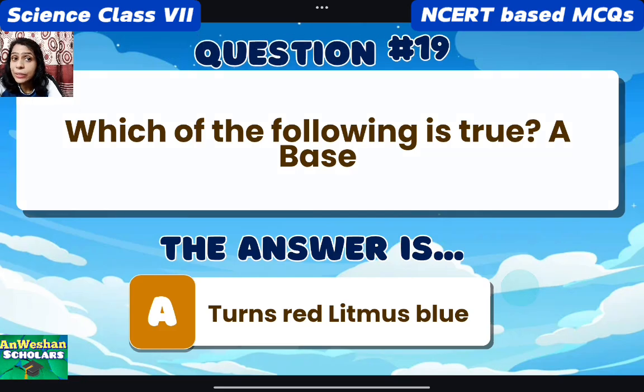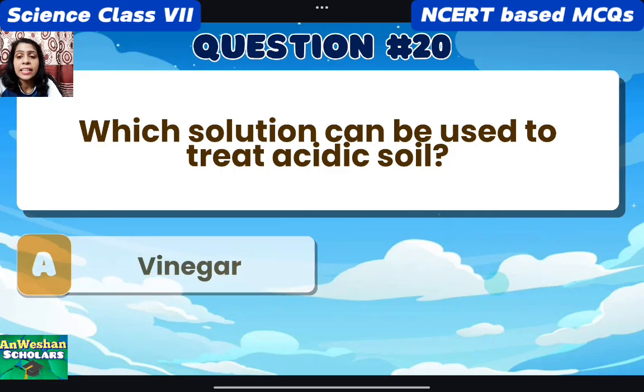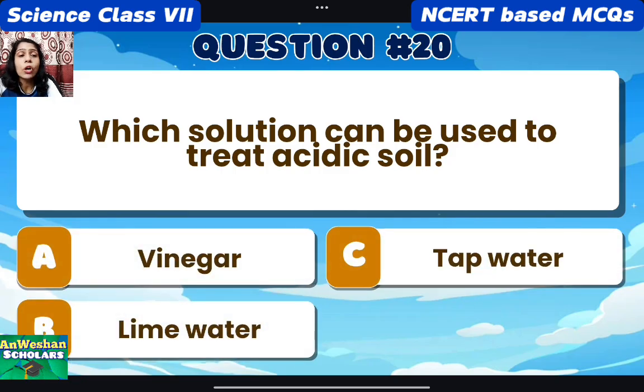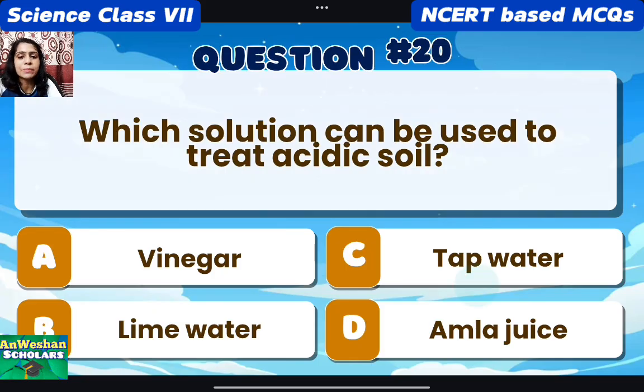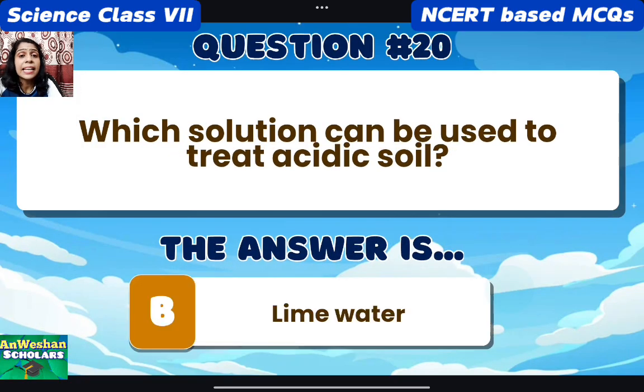Now our final question. Question number 20. Which solution can be used to treat acidic soil? Option A, vinegar. Option B, lime water. Option C, tap water. Option D, amla juice. When the soil is acidic, you have to treat it with a base to neutralize the soil, right? Which of them is base? Yes, option B is the correct option. Lime water is definitely a base and can be used to treat acidic soil.